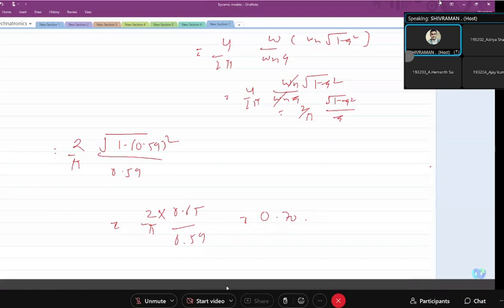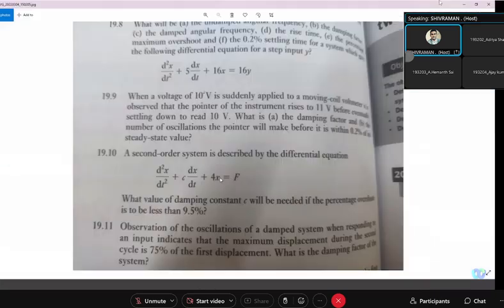So likewise, there are a few problems, 9.10, 9.11. You have a soft copy, and in the soft copy, at the end, these answers are given. So you can try to solve them and check whether you are getting the correct answer or not. So this covers your basic system model, including dynamic systems also.